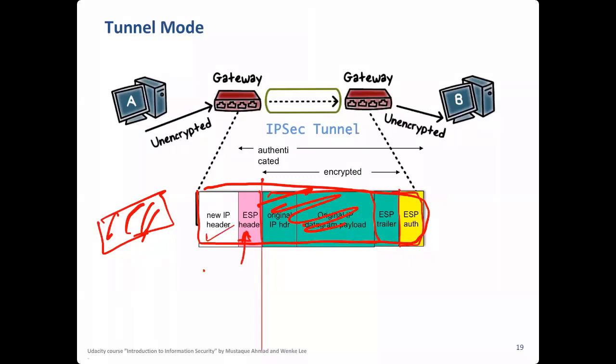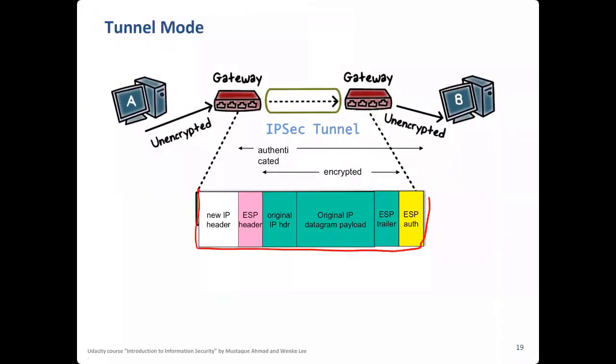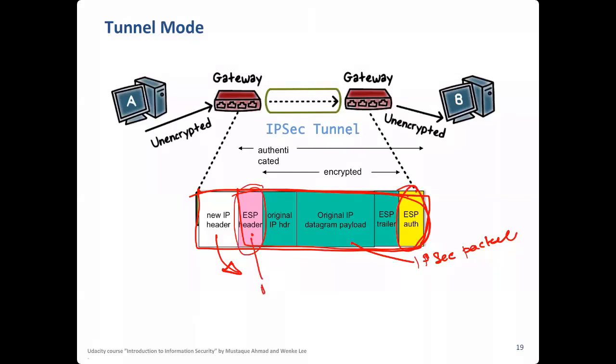Now, Mallory in between gets this. What can she interpret? All that is visible in plain text is this one. She doesn't even know that this part is encrypted or that this is an IPSec packet. Of course, she can see this part also, and this part she can see because these are only authenticated. So she can see the SPI, some number.